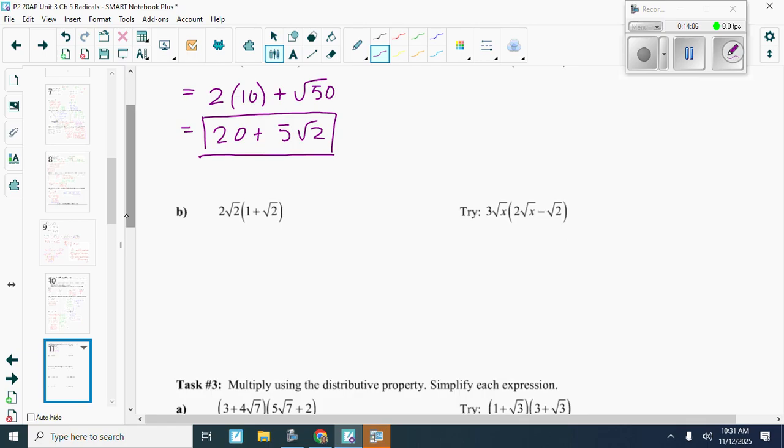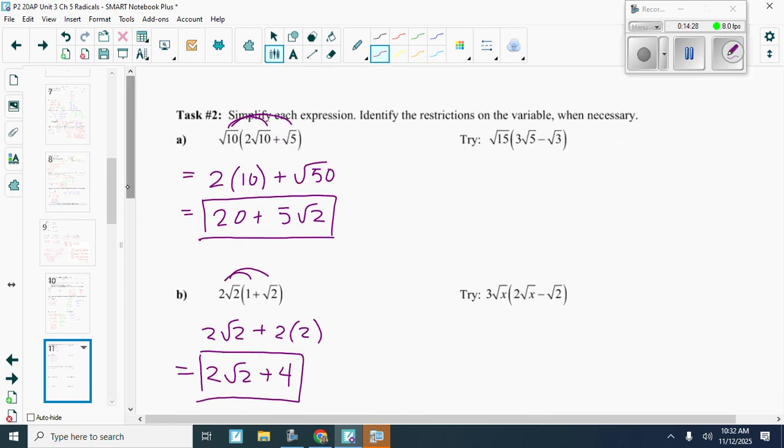I'll do one more and then give you guys opportunity to do the try in your notes. So we're just doing 2 root 2 plus 2 times 2 gives me 2 root 2 plus 4. All right. I'm just going to circulate around while you guys are working on these 2 answers for that.